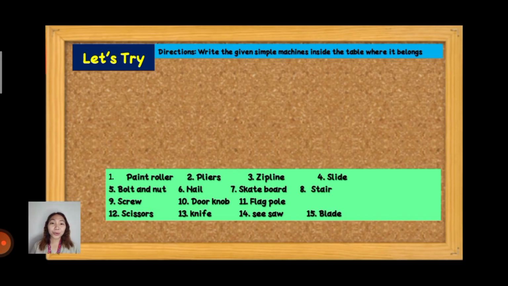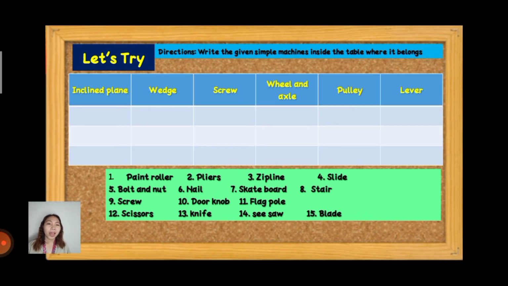Let's try if you understood. Okay? So, write the given simple machines inside the table where they belong. Okay, where do they belong? Number 1, the paint ruler. Number 2, the pliers. Number 3, the zip line. Number 4, slide. 5, bolt and nut. 6, nail. 7, the skateboard.